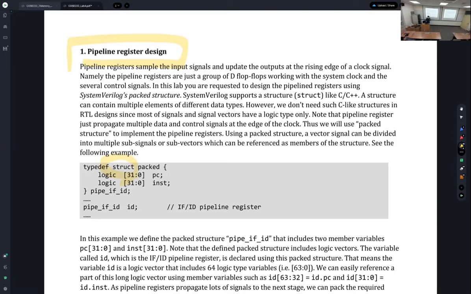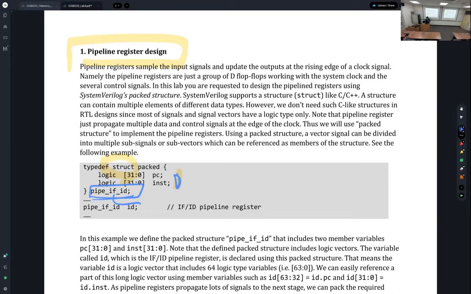It's the same as the structure in C or C++. We can group several variables inside a structure, okay? This is called a packed structure. In this example, you can find that the packed structure is declared, and this is the name of the structure. This structure represents the instruction fetch and ID pipeline register, and these are the member variables of the pipeline register.